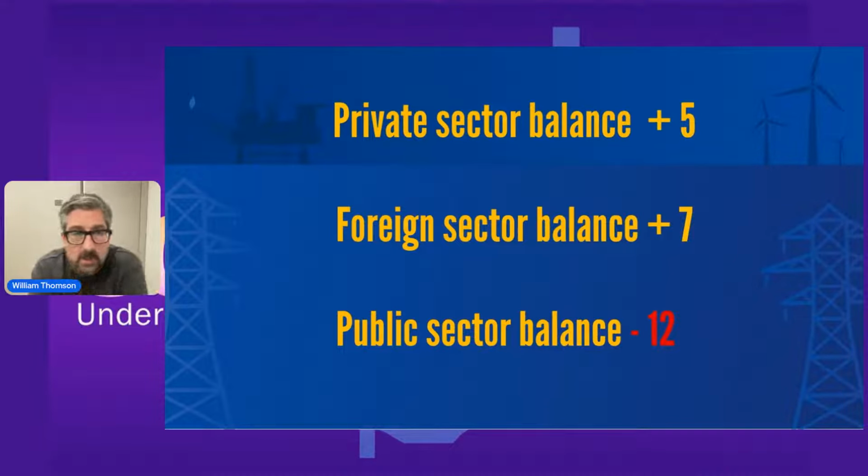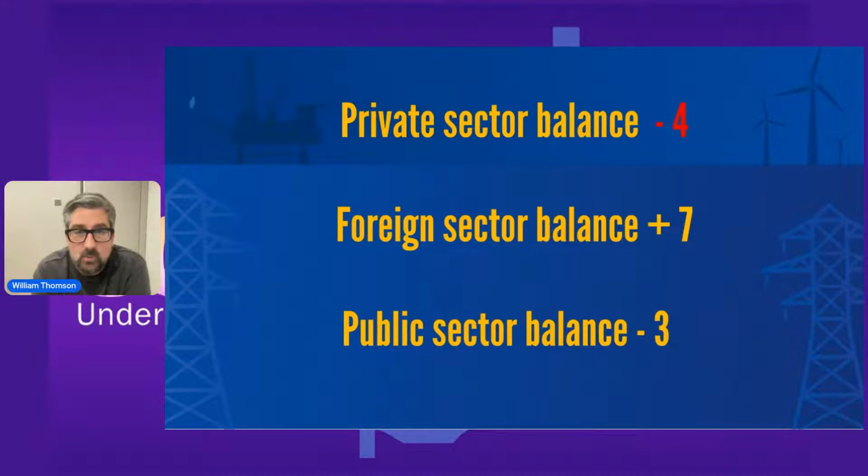Now, I want you to keep your eye on the red figure here. Okay, so right now, the public sector balance, minus 12. And let's look at the private sector balance, plus 5. Now, what happens when we move towards the EU's Stability and Growth Pact? Well, the private sector balance, to keep within the Stability and Growth Pact, goes to minus 3. But where does that financial wealth come from?